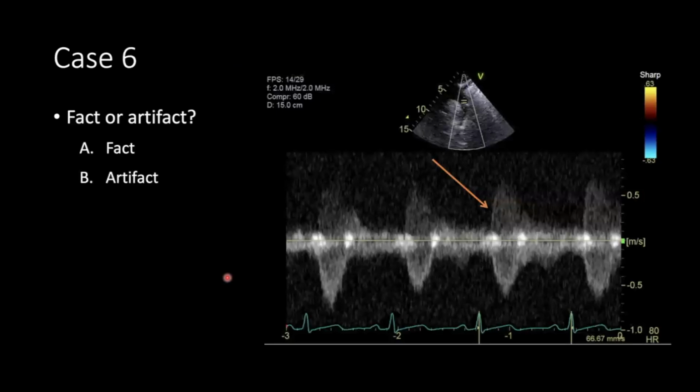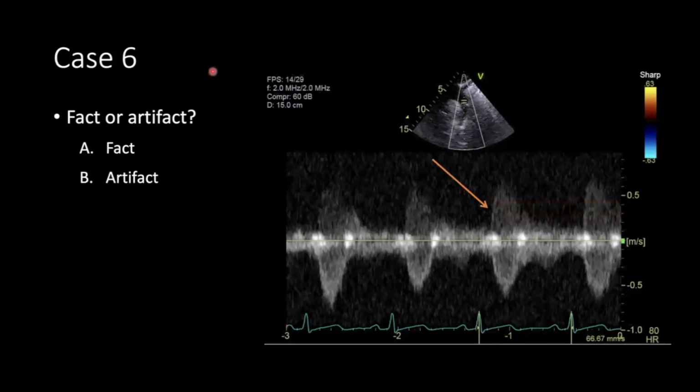Okay, so a question here. Doppler signal, what do you guys think is going on here? This is a suprasternal image of the aortic arch. Okay, so more even split here. A third of the people think it's fact, and then 2/3 think it's an artifact. What do you guys think here in the room? Most people think it's fact or artifact. So let's say fact. Couple nods. Artifact. Okay. All right.